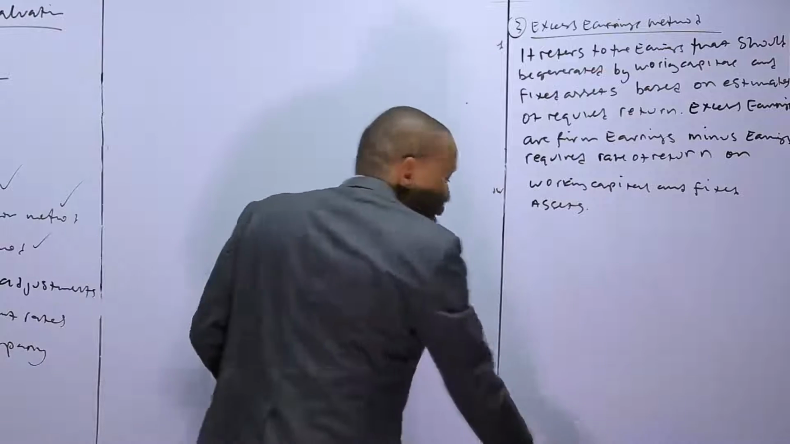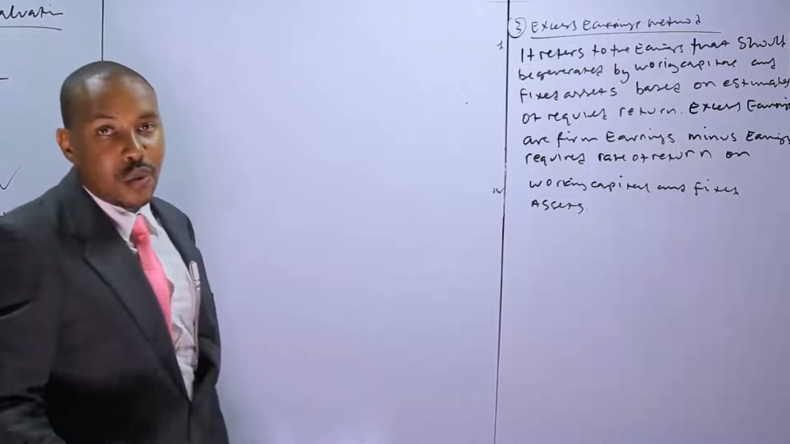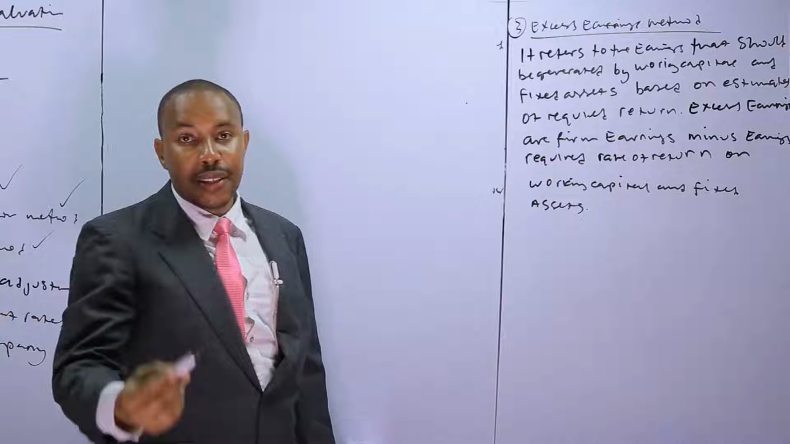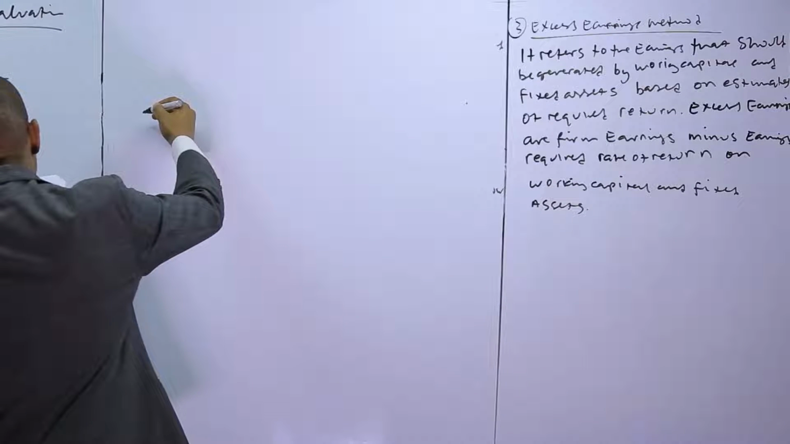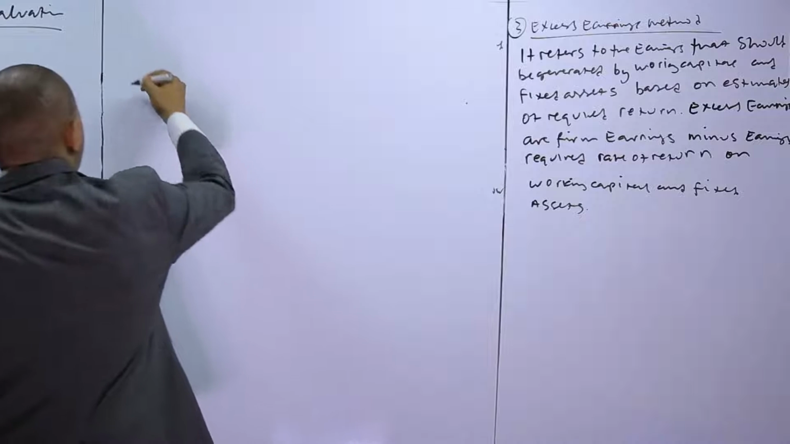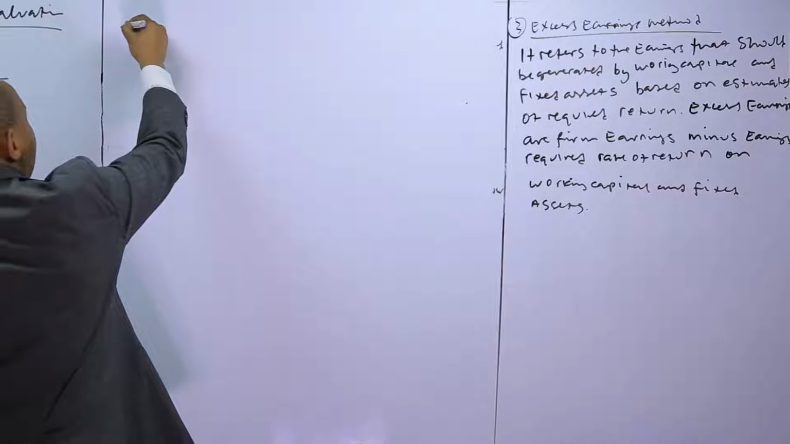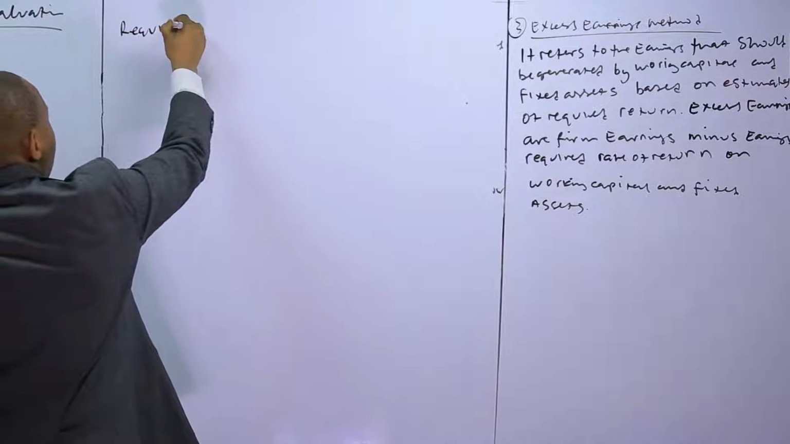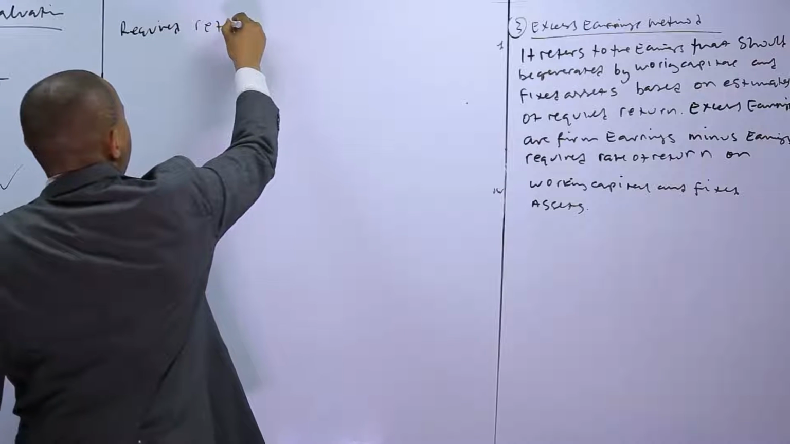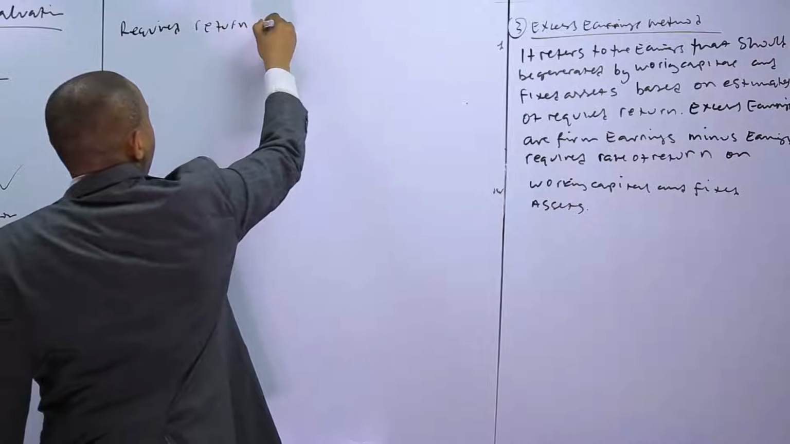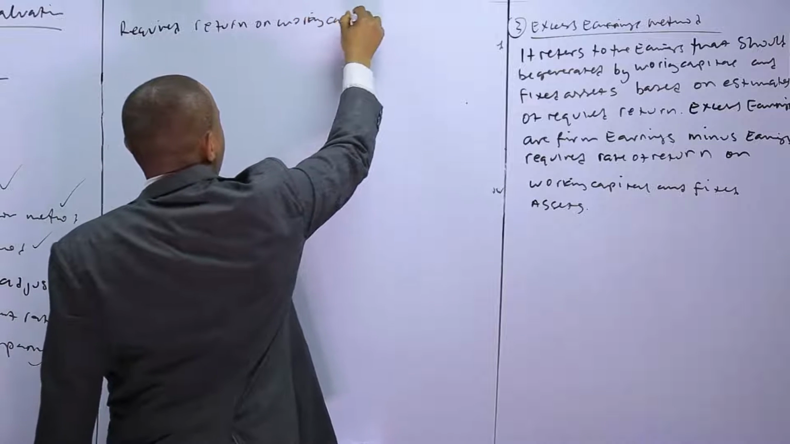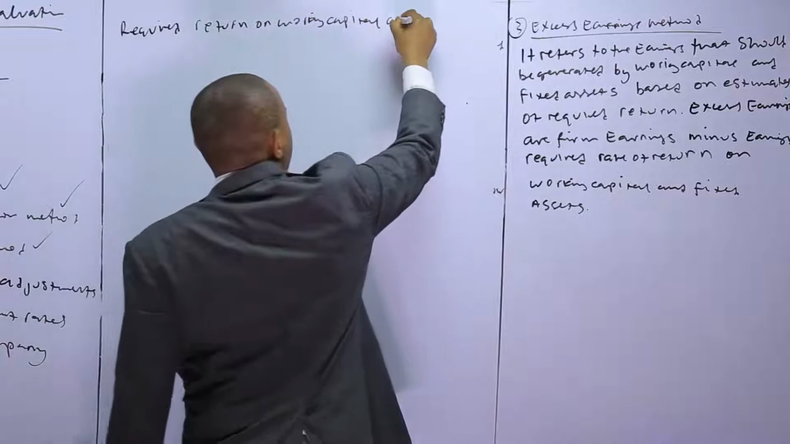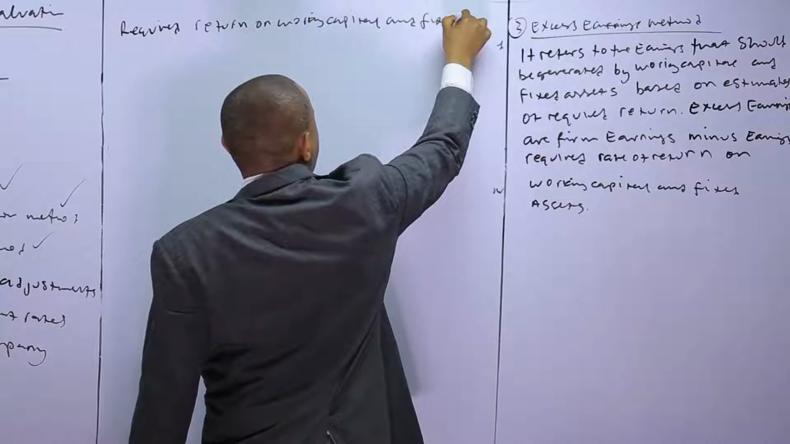So the first thing is that we need to compute the required return on fixed assets and working capital. So we say, we've been given the required return on working capital and fixed assets.